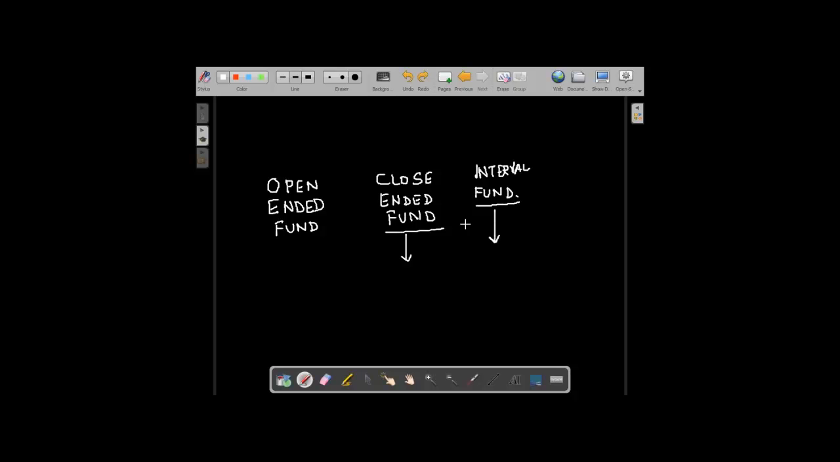So the period when an interval fund becomes open for further transactions is known as the interval period or the transaction period. Am I clear, Sneha?